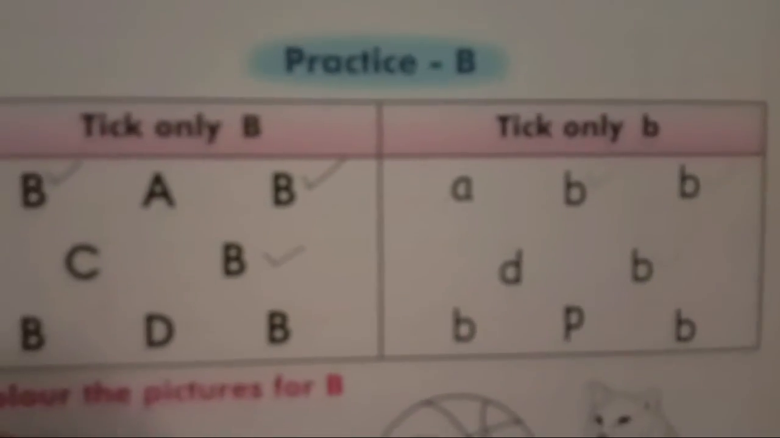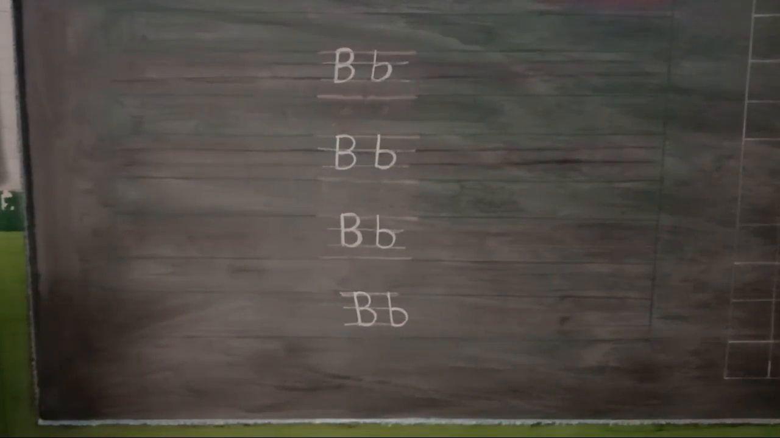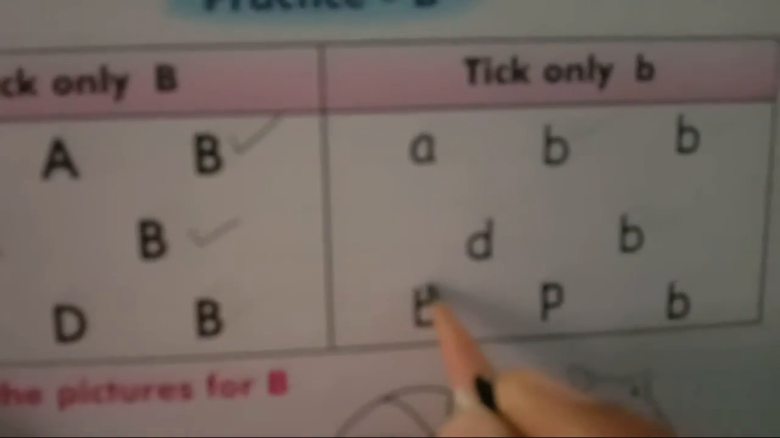Remember, for baby letter B, you have to use a back open curve. See? This is back open curve. This is your back open curve. For baby letter B, you have to use a back open curve. Okay?